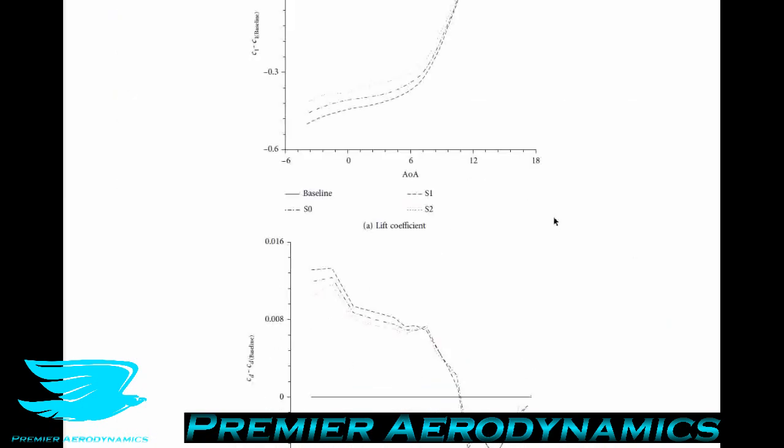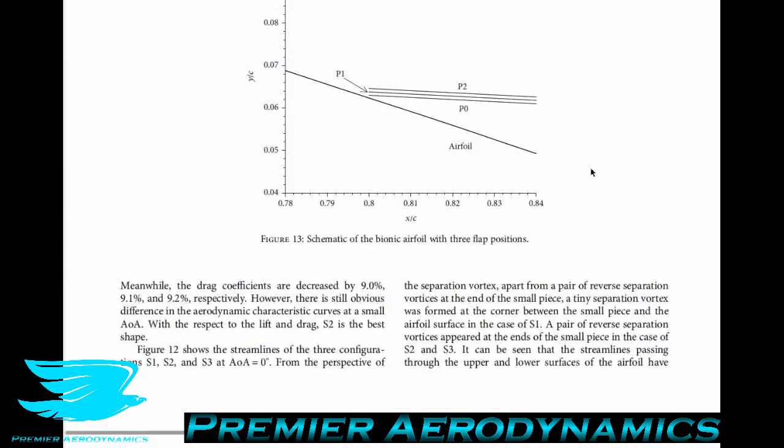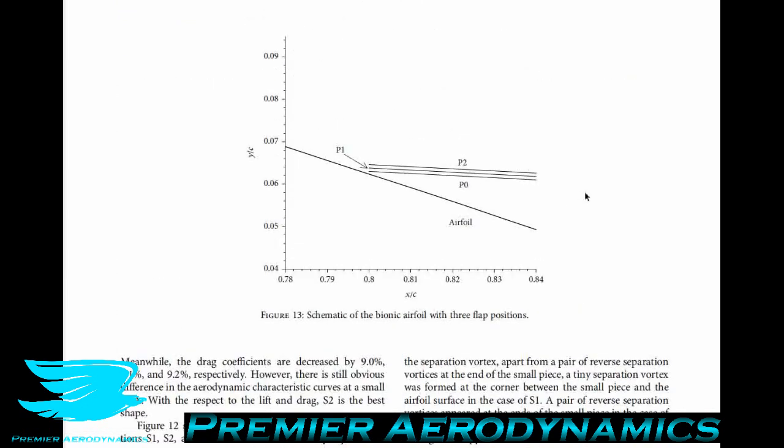So let's scroll down to what we're looking at today after this recap. And here is what we're looking at. In figure 13, we have 3 different positions for this flap. They still start at 80% of the chord, but they are either pretty much completely connected to the airfoil or they're staged off of the airfoil a little bit.